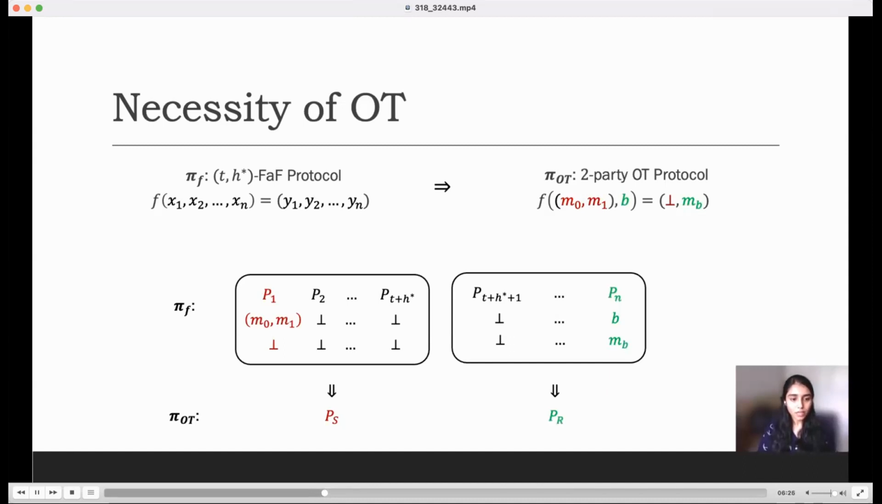Now we note that whenever a sender is corrupt, it corresponds to a corruption of t + h* parties in the underlying FAF secure protocol. And given that this corruption is semi-honest, since we consider a semi-honest OT protocol, the corruption in the corresponding protocol ΠF is also semi-honest for these t + h* parties. And this is exactly the idea that we use in order to prove the security of the OT protocol.